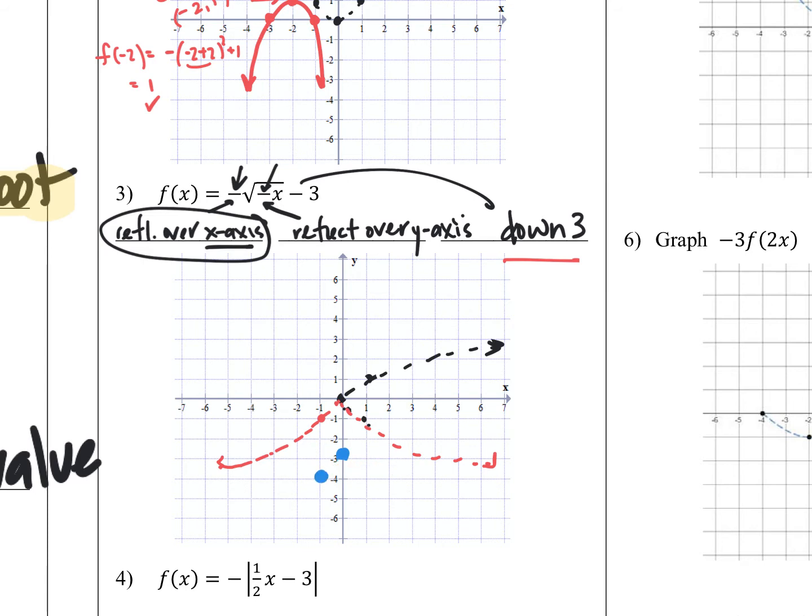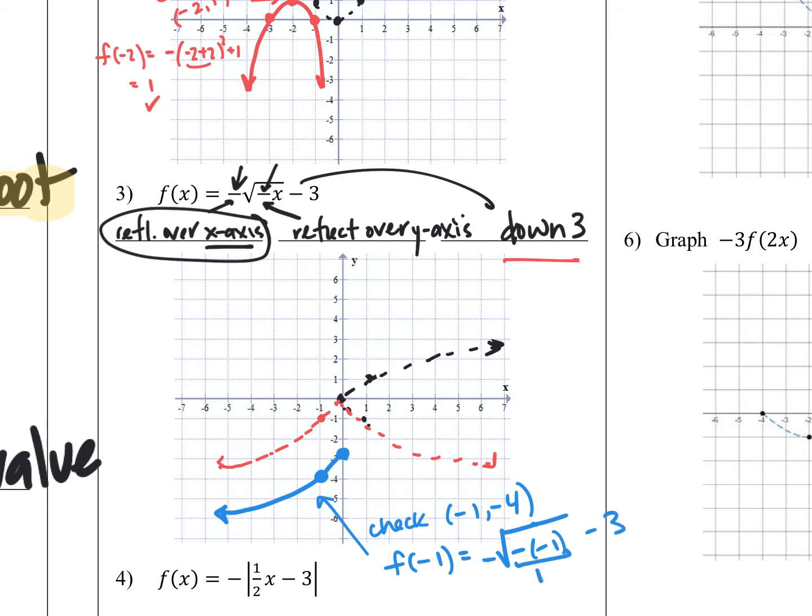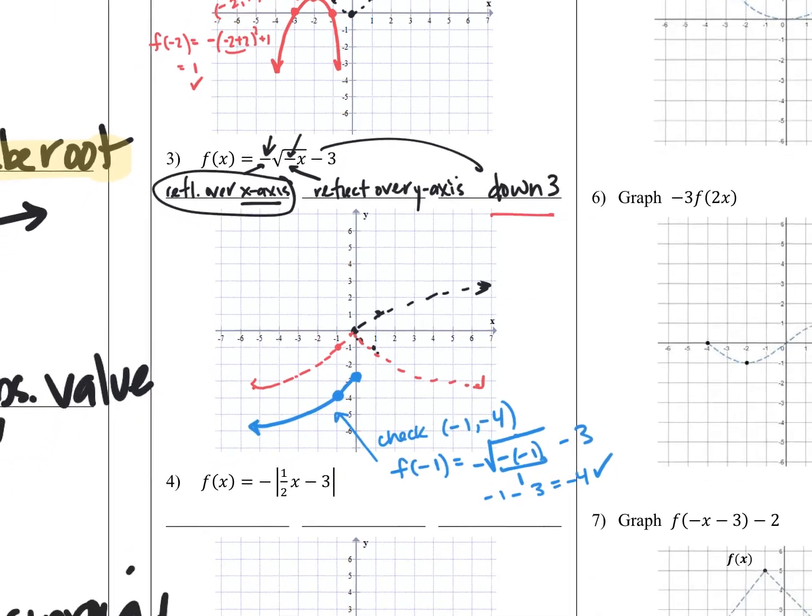And there's our other main point. If you're like, wait a minute, that was a lot of flipping around. Well, let's check. I want to check this point right here. So I'm going to check -1, -4. So it says f of -1 equals negative square root of -1, and then -3. So this will become a +1. The square root of 1 is 1. So we're going to have -1 minus 3, which is -4. So it fits. So again, if you're not sure about that reflecting process, just make sure that you check your points.